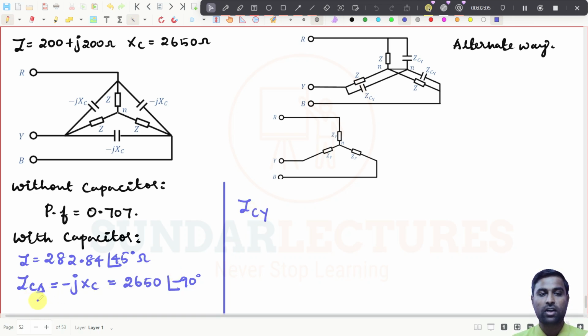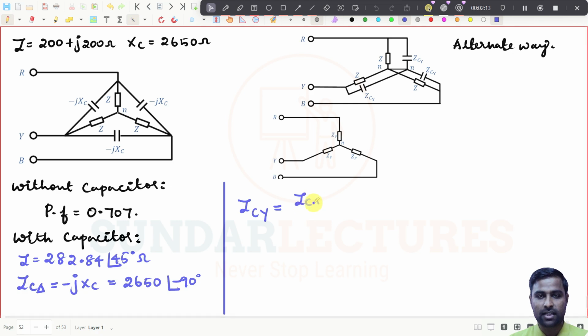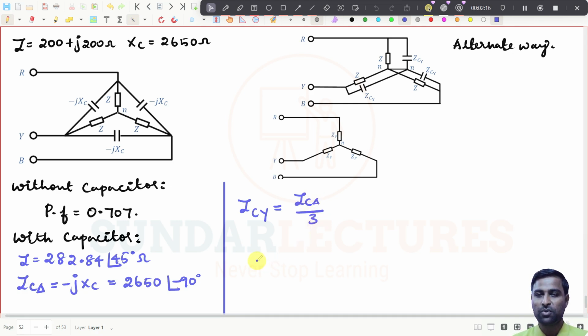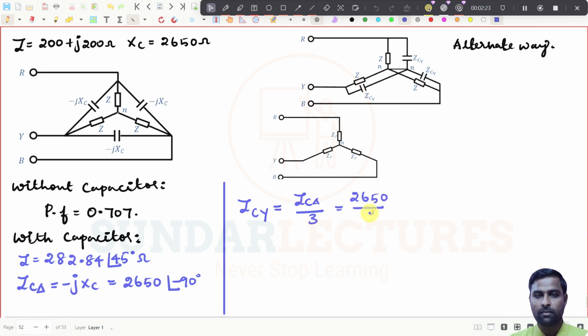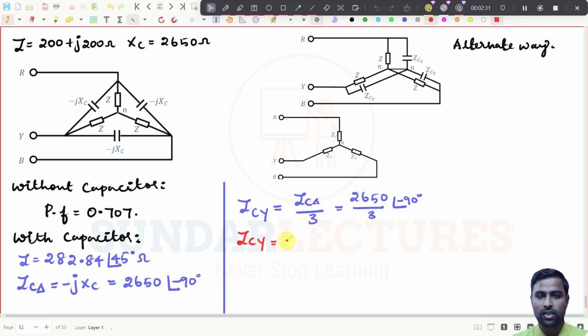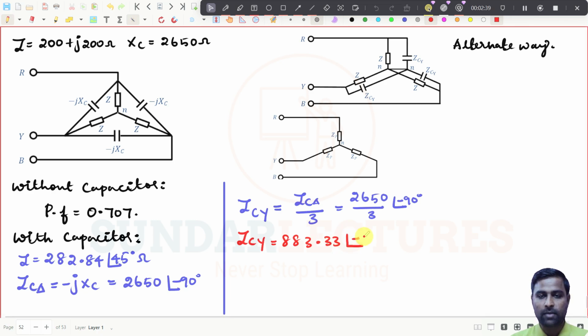That means you are just going to convert this delta connected impedance into star connected impedance. Then what is the value? It will be obviously ZC delta divided by 3. You know, right? Because this is what we have already seen, and you will get 2650 divided by 3 at an angle of minus 90 degrees. So what you will get for ZCY? ZCY can be found to be 883.33 at an angle of minus 90 degrees ohms, right?